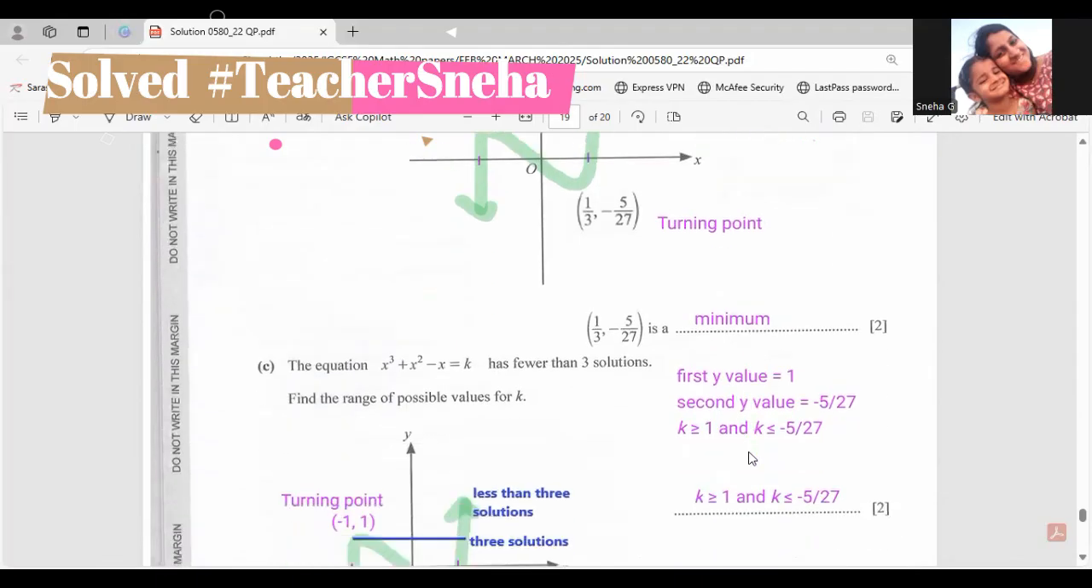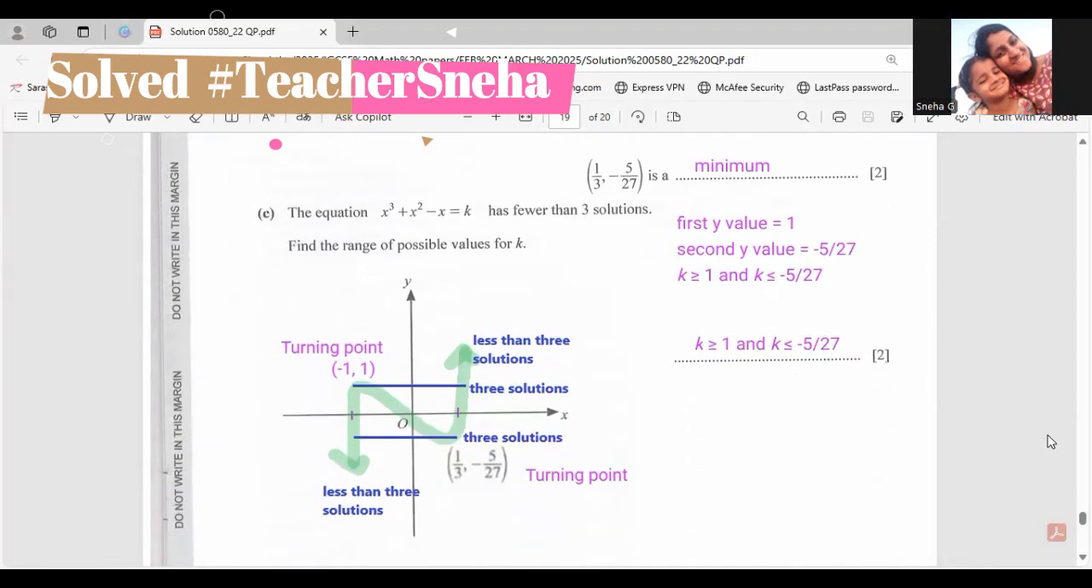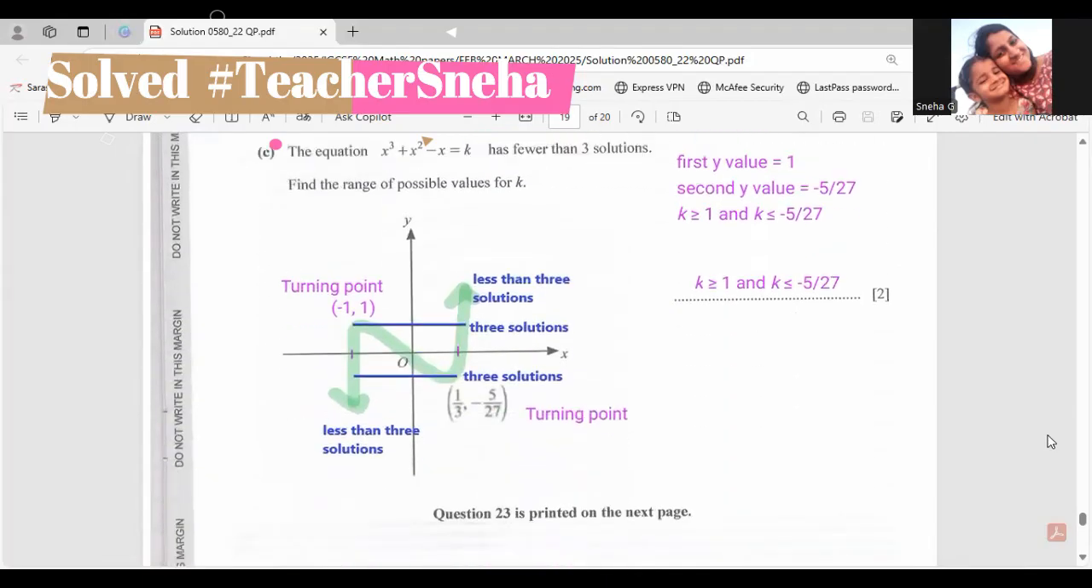Moving further to the next part of this question, the equation x power 3 plus x square minus x is equal to k, where y is now equal to k, has fewer than 3 solutions. We need to work out the possible values of k. So for possible values of k, the first y value is equal to 1. Now, if we plot these values here, I have taken the graph which I had sketched on top. I have just taken a replica of it to understand it.